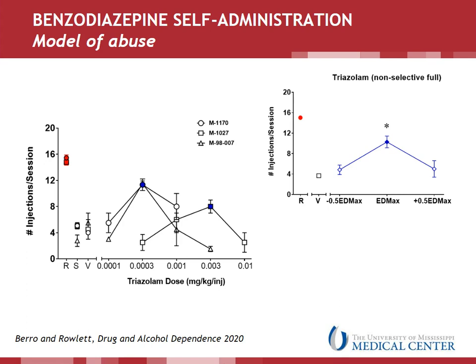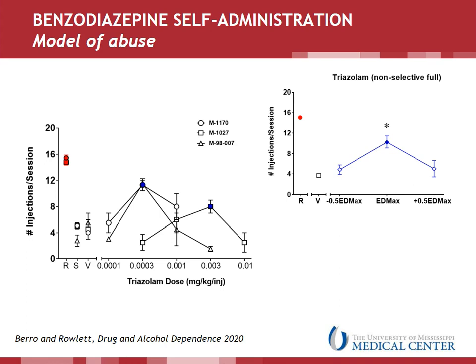And when given the opportunity to self-administer the benzodiazepine triazolam, which is a conventional benzo, they self-administered that drug above vehicle levels at least at one of the doses tested, with individual subject data shown on the left and group data by the maximally effective dose shown on the right. So these data showed that conventional benzodiazepines have reinforcing effects in animals with a history of opioid self-administration.